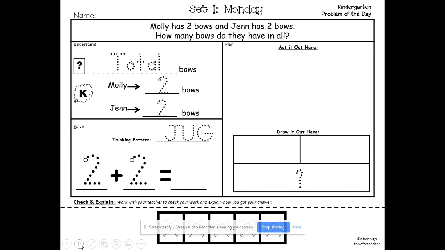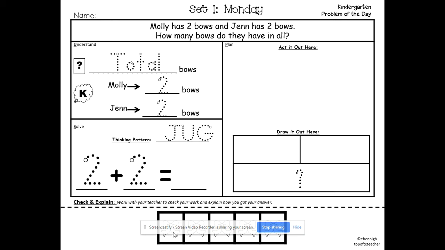In kindergarten, it might look more like this, and you can see here's the U for understand, the plan, which is where they're going to act it out with manipulatives or blocks, or you can give them these little squares that are cut out down here at the bottom. What I did when I taught kindergarten is I cut out a bunch of them that went with that problem of the day and just put them in a basket in the middle of their table so they could just grab what they needed and they weren't having to worry about cutting and pasting.